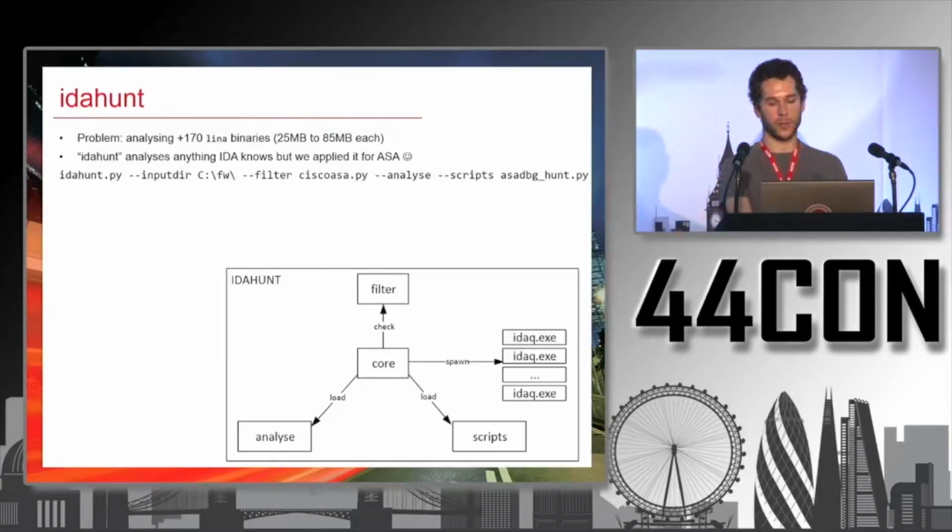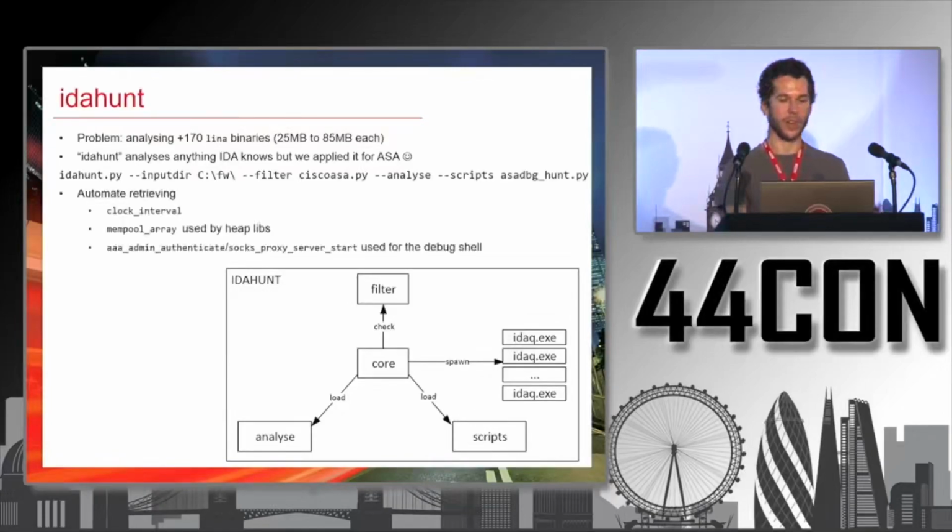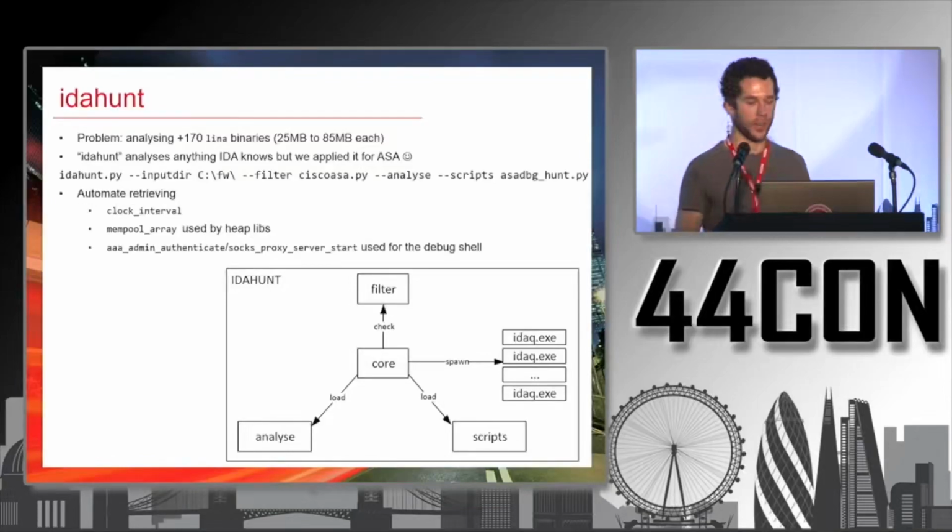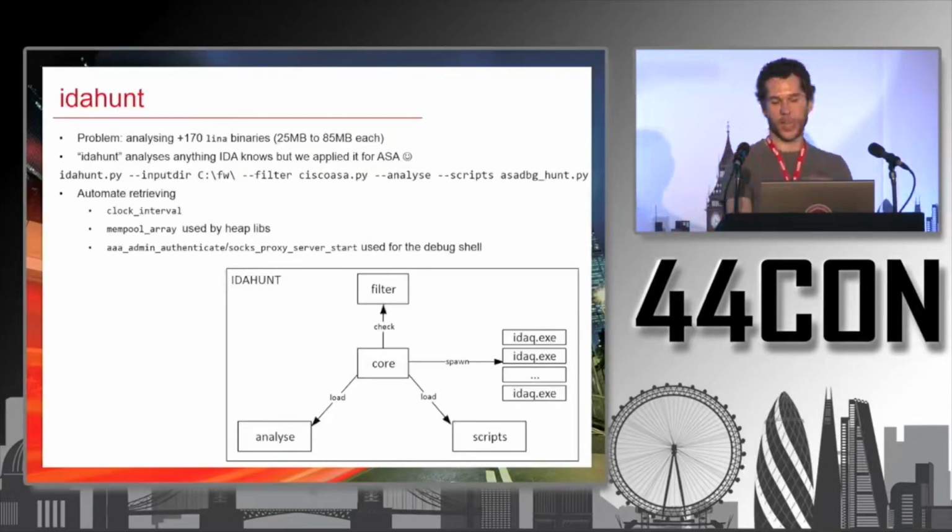And then you can specify the scripts that are going to be run in IDA as well. It allows us to automate retrieving symbols, like the clock interval for debugging, symbols for analyzing heaps, and for the debug shell that allowed us to control C to get symbols. The first one, AAA admin authenticated, is the function we want to patch in Lina to have this reverse shell. And the SOX process server start is a function that you need to enable to enable this reverse shell communication. But we actually used it as well to retrieve all the symbols we needed to weaponize the exploits.